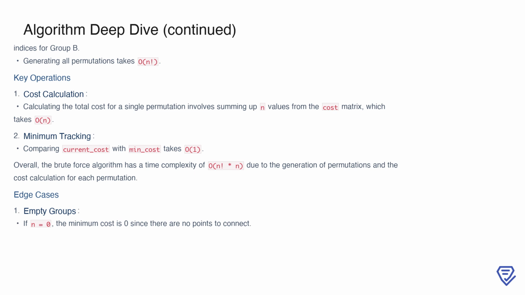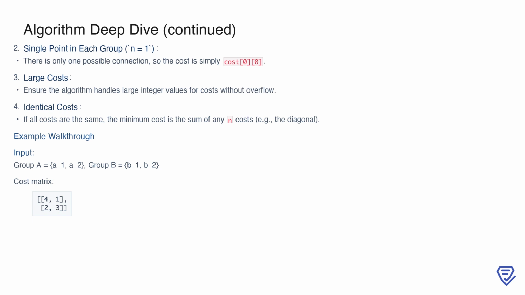If one or both groups are empty, meaning n equals 0, the minimum cost is 0 since there are no connections to make. This ensures that our algorithm handles scenarios with no input gracefully. When there is only one point in each group, meaning n equals 1, the problem becomes trivial. There is only one possible connection, so the minimum cost is simply cost[0][0].